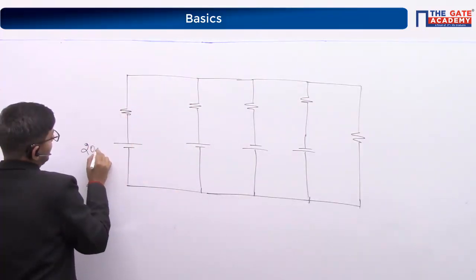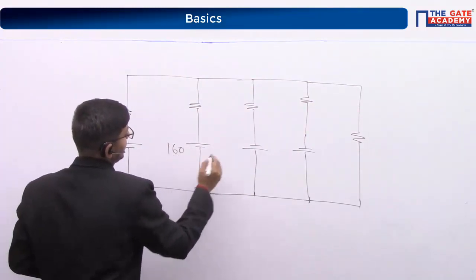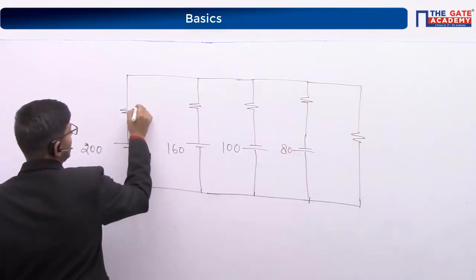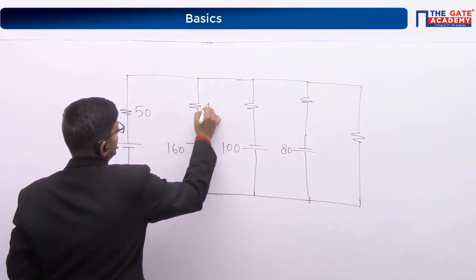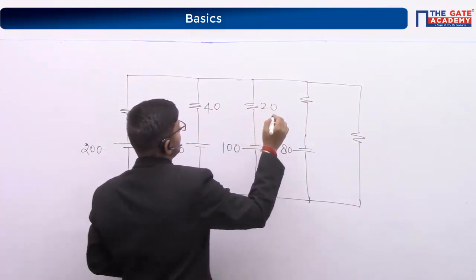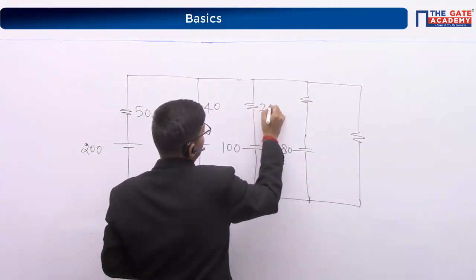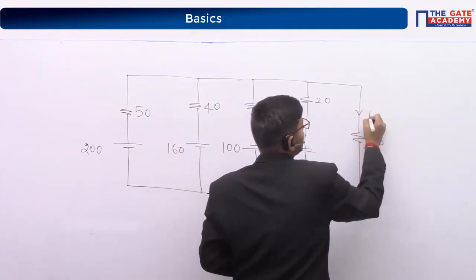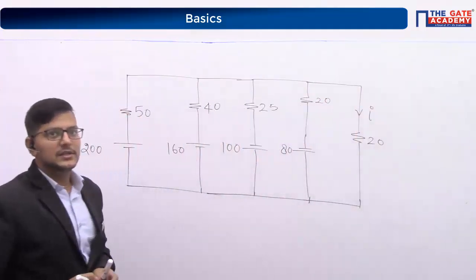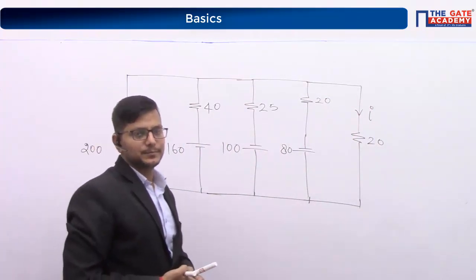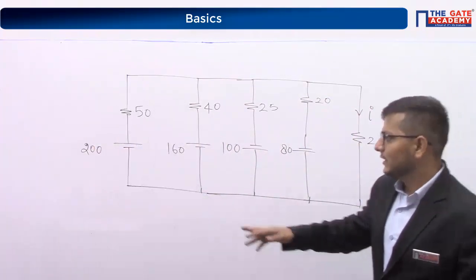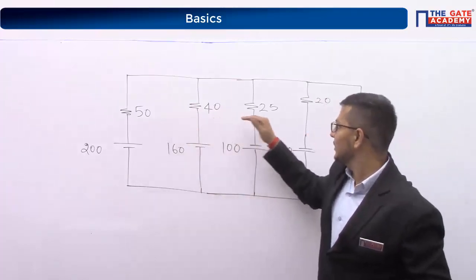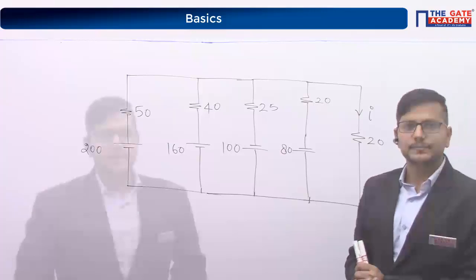This is 200. This one is 160. This one is 100. This one is 80. This one is 50, 40, 25, 20, and this is 20. Guys, just tell me the value of I. Solve this question. The sources are 200 volt, 160 volt, 100 volt, 80 volt, and the resistances are 50, 40, 25, 20. Tell me the value of I.